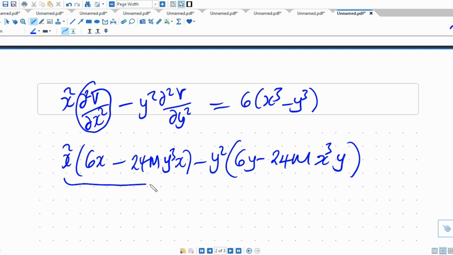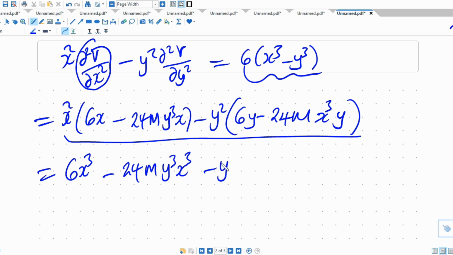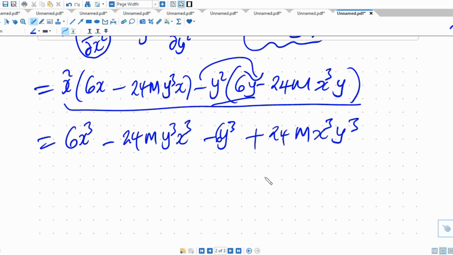All right, so let's simplify this expression and try to make it equal to what we have in our right hand side of the equal. So this is what we have in our left hand side. So by opening the bracket, we shall have 6x power 3 minus 24m y power 3 x power 3 minus 6y power 3, when you multiply that one, and then this negative times that negative becomes plus 24m x cubed y cubed.